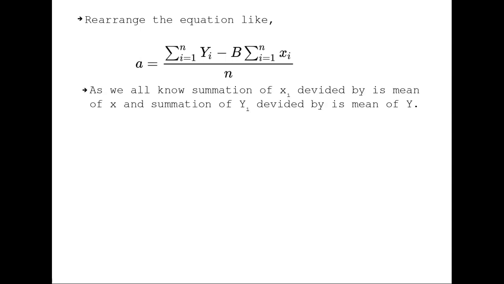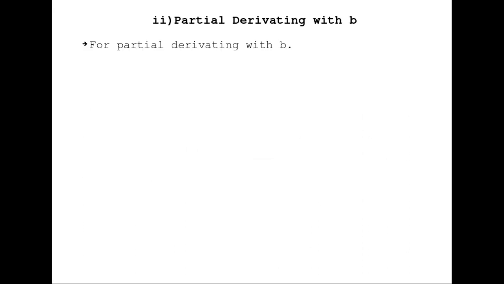As we all know, the summation of xi divided by n is the mean value of x, and the summation of yi divided by n is the mean value of y. So we can get a equals mean y minus b times mean x. So this is the first equation we got from the partial derivation. Let's do the partial derivation of the second equation, that is ∂S/∂b.